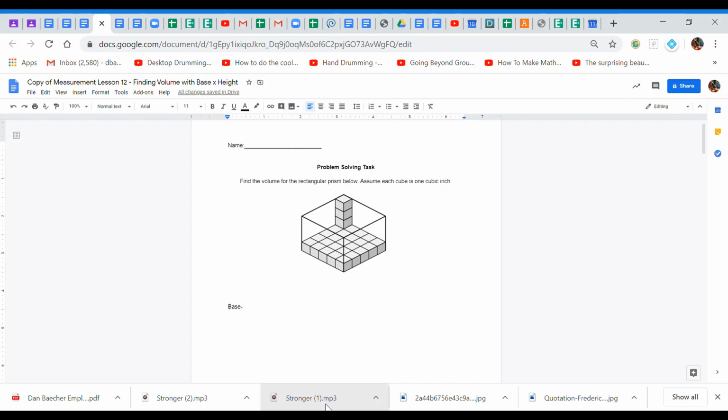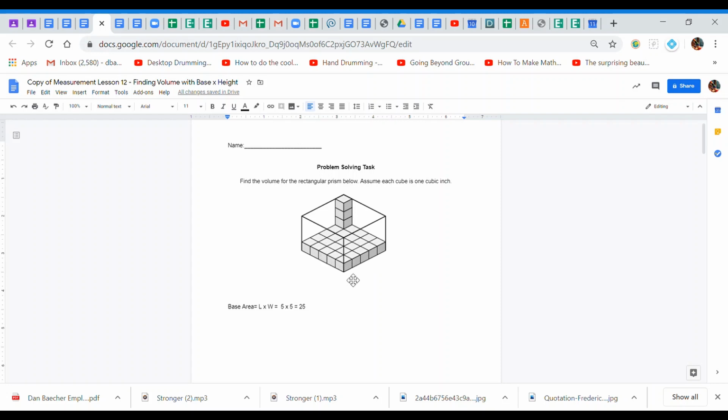The area of the base is length times width. In this case, that's going to be 5 times 5 equals 25. That base area is 25, but it's not the whole volume of the shape. There's 25 in that first layer.